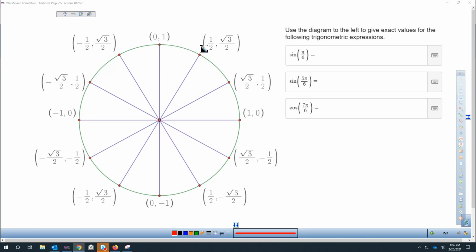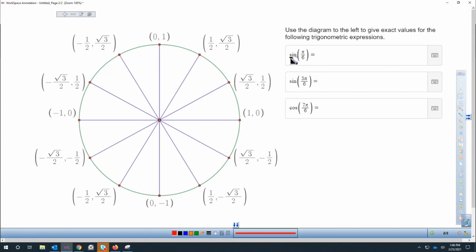But these labels on these points are really important because they tell me how far over and how far up the point is from the origin. And so without that information, this would be really tricky to do. So let's go ahead and do this first one.